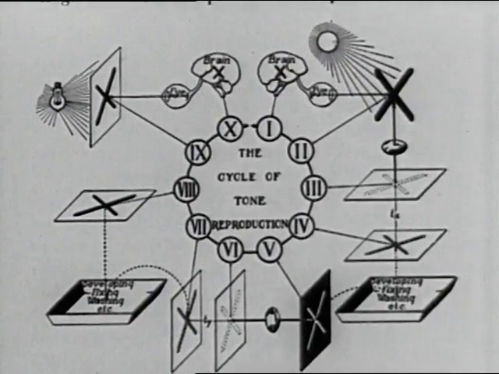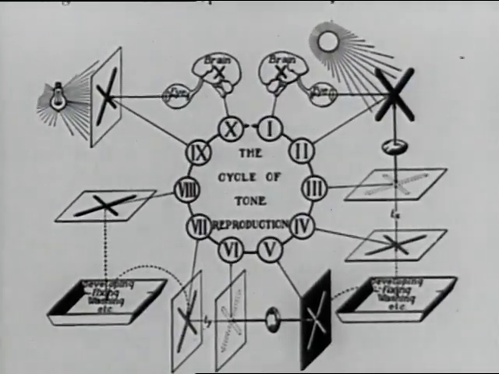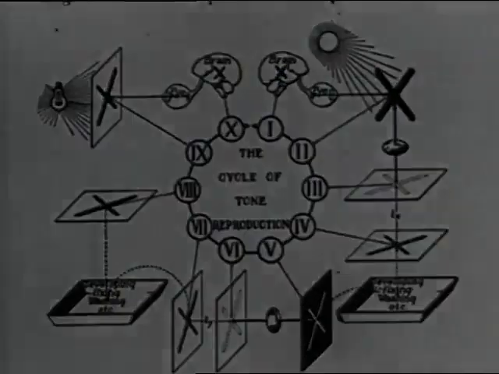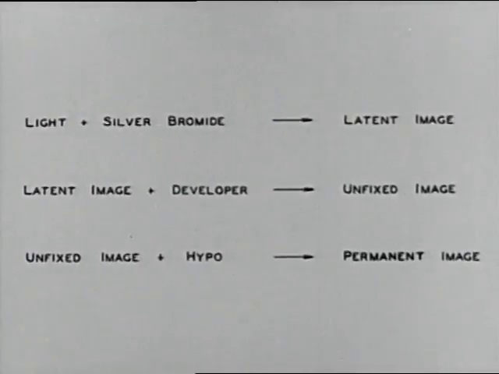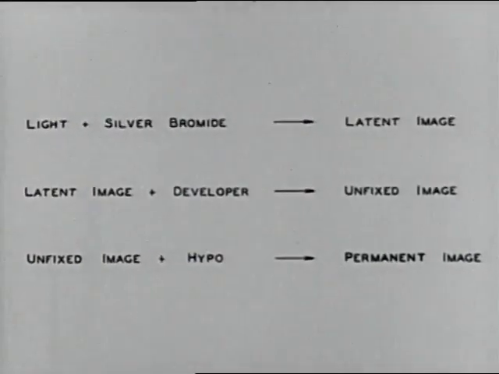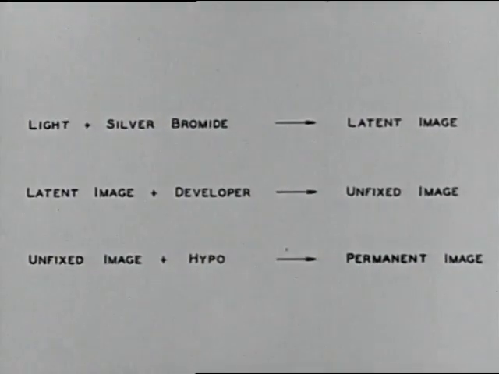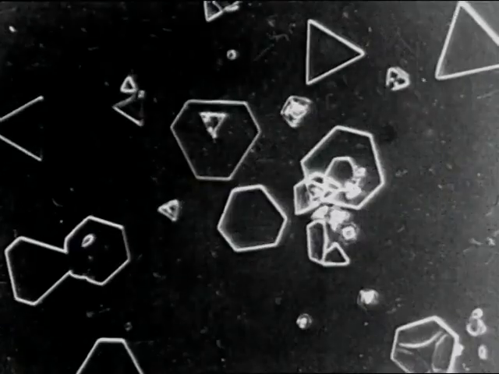Therefore, when this positive image at 9 is illuminated, the brain at 10 again sees an image which is a faithful reproduction of that obtained from the original subject. What happens to the film chemically may be expressed in 3 equations. First, a latent image is formed. Second, it is developed. And finally, made permanent.